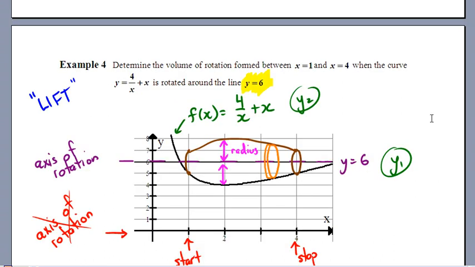Next day, we're going to take a look at washers. What happens if this chicken drumstick has a big hole in it? But for now, we'll just do coins, or coins that are lifted up and rotated around a line other than the x-axis, which is y equals 0, right? So down here, if you were just rotating around the x-axis, this would be y equals 0, and then you'd be subtracting 0. So that's the end of our lesson here for volumes of rotation with coins.